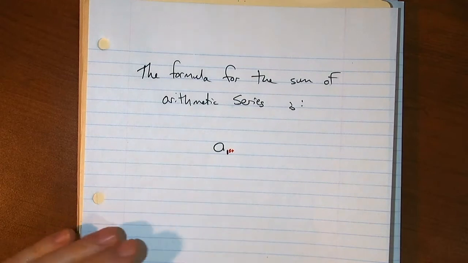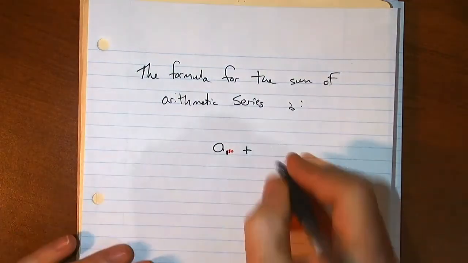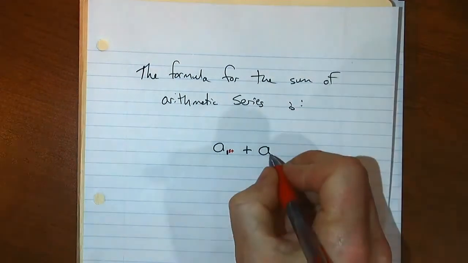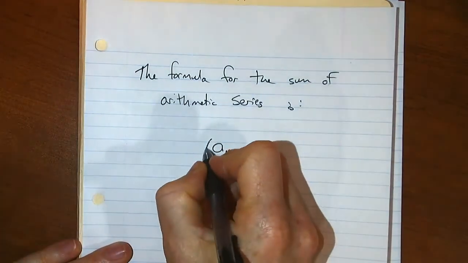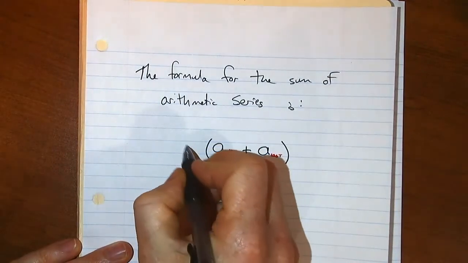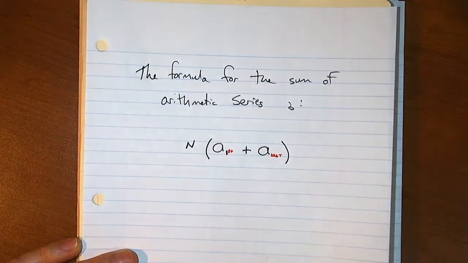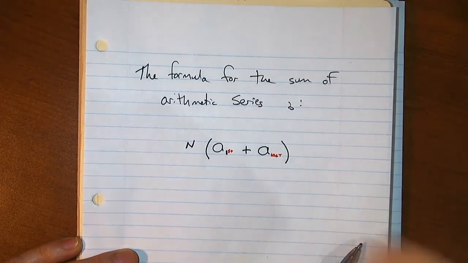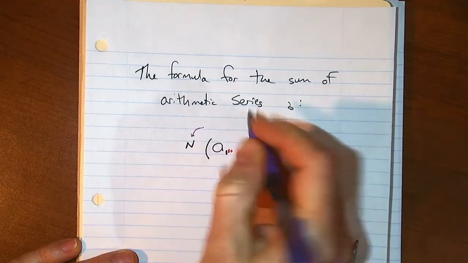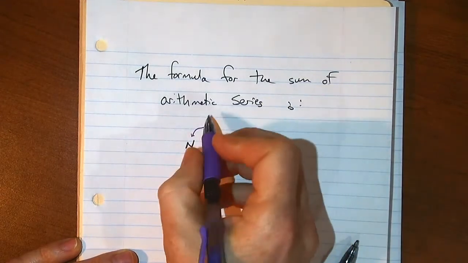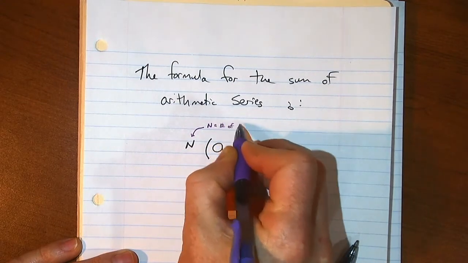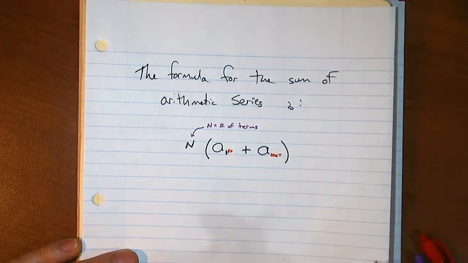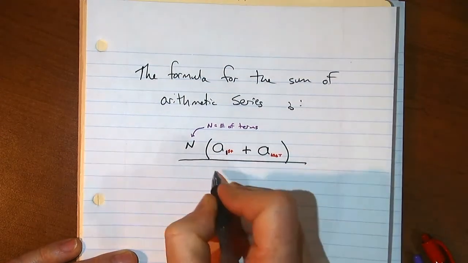So I'm going to take the first term, and I'm going to add that to the last term. So I'm going to call this A sub last, okay? A sub last. So the first term plus the last term. Then I'm going to take this, and I'm going to multiply by n, where n is going to be equal to the number of terms. Now, as a side note, the hardest part of this process is figuring out what n is. So we're going to talk about that in a minute. But capital N is the number of terms. And then we're going to divide this whole thing by 2.